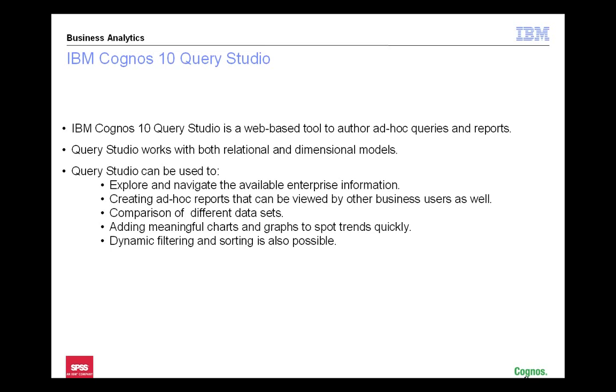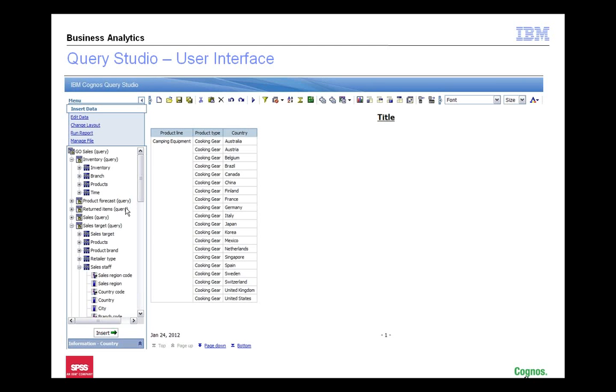Okay, this is the screen, the user interface for Query Studio. So in Query Studio, you can just drag and drop, and you can see the data values in here. This is the menu bar where there are various options like sorting, aggregation, or maybe grouping, ungrouping, adding charts, etc. This is the insertion pane where you can just drag and drop the items.